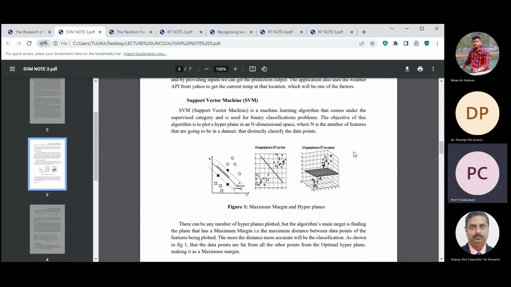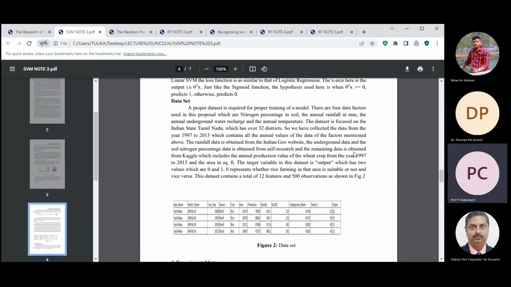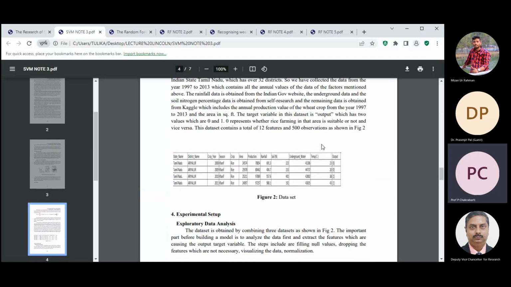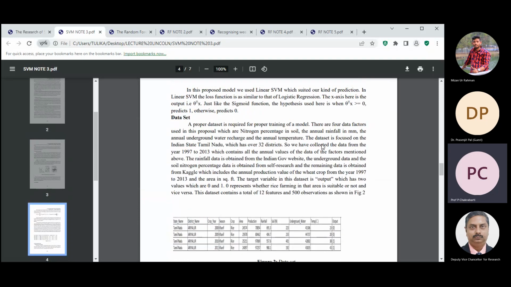I am skipping the literature review and going directly to the experimental analysis. They have used various data sets. Here they have kept a sample size of 500 and used 12 features. So these you can optimize, up to you, meaning which features you will use. As I told you, how you optimize the particular accuracy depends on this factor.